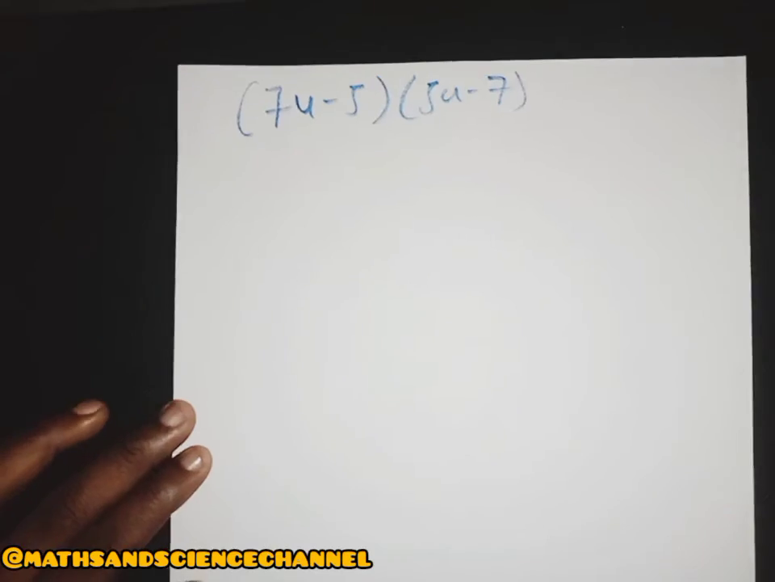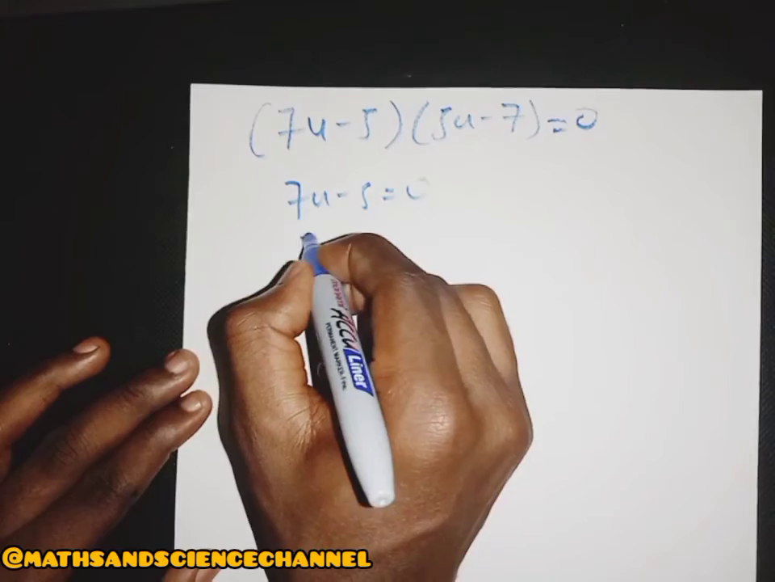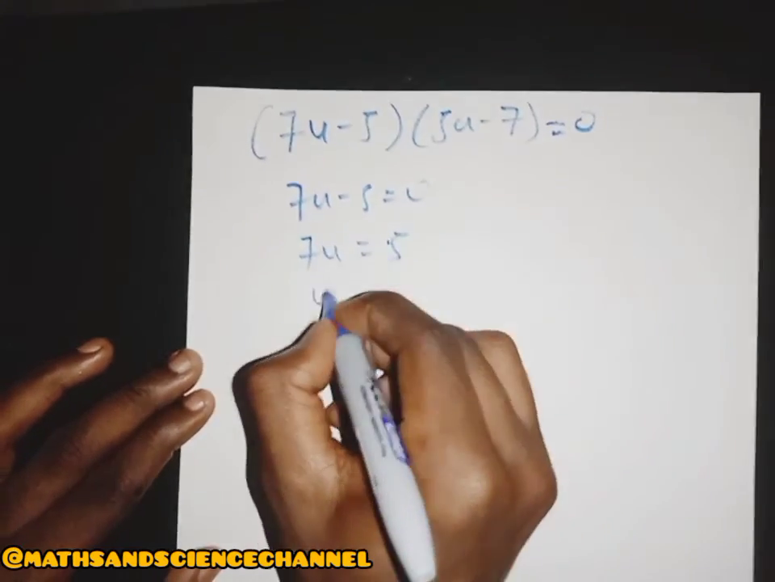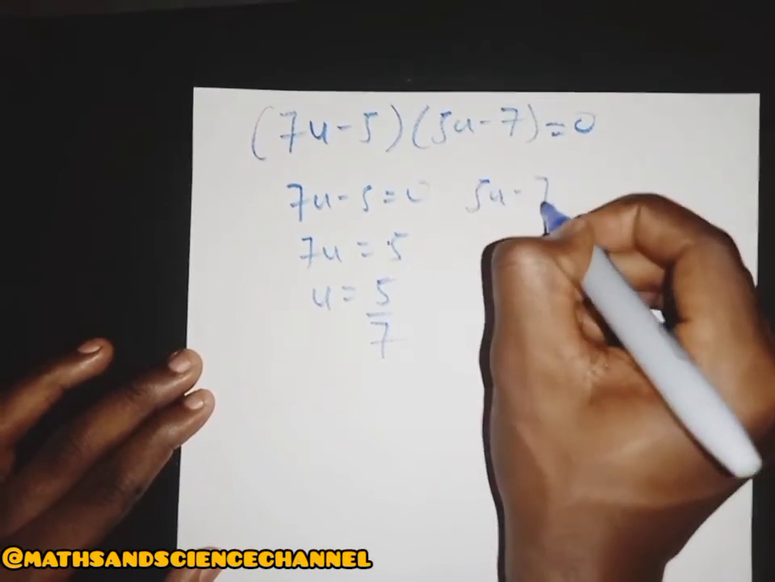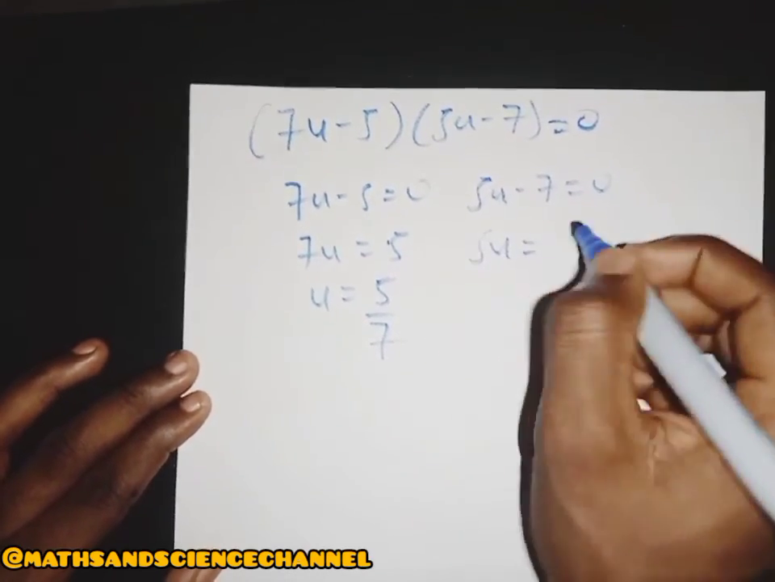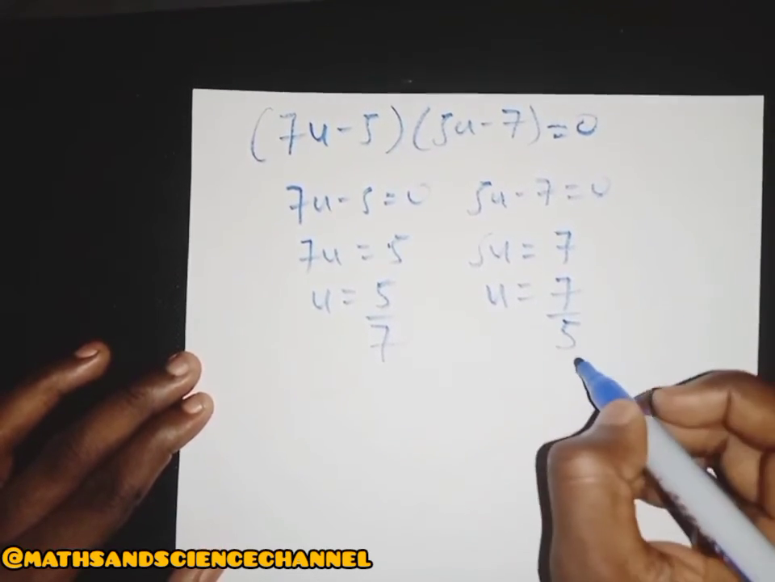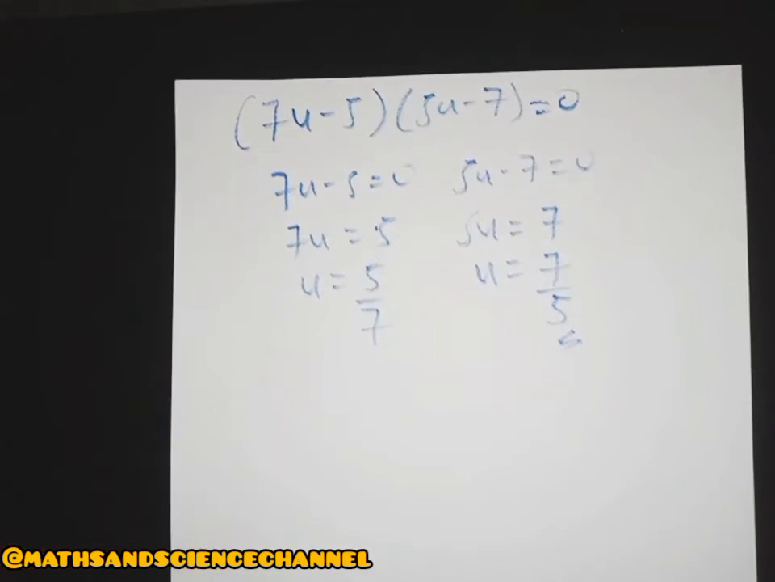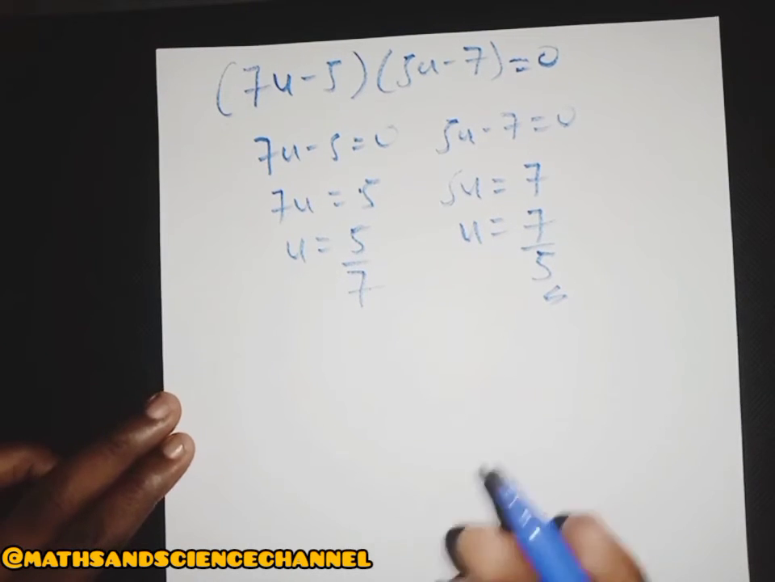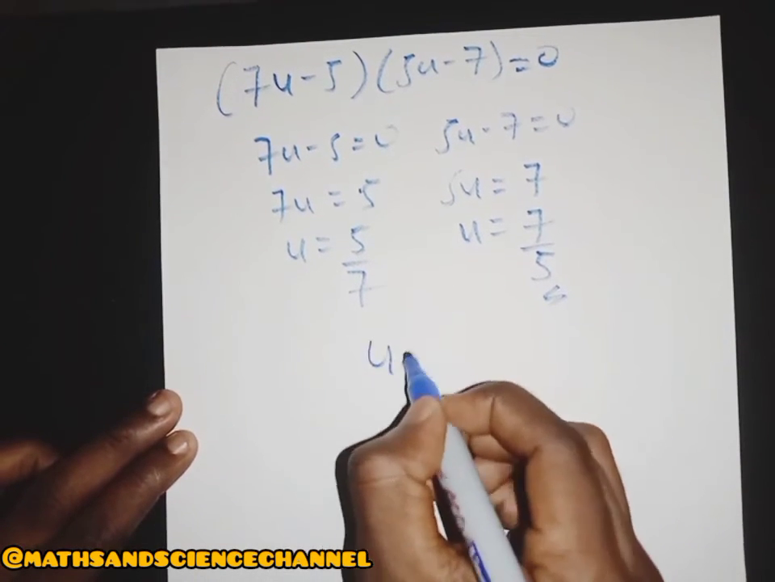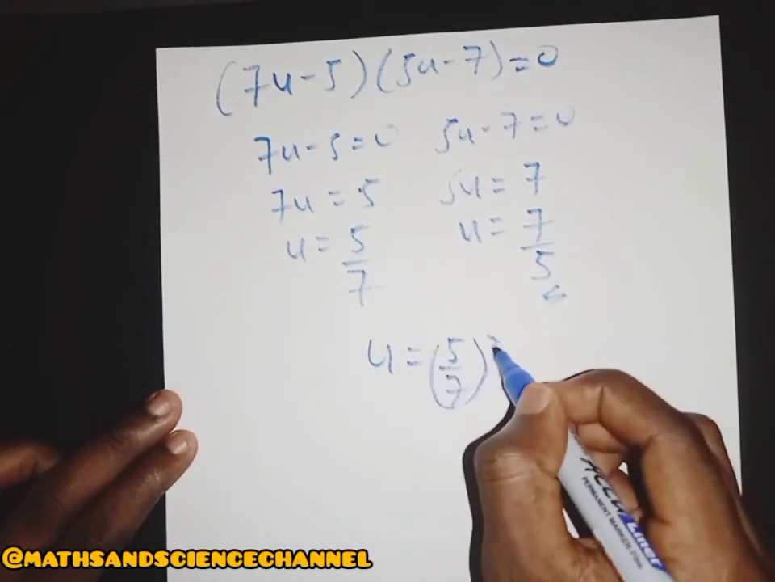So from here we can equate them to 0. 7u minus 5 equal to 0, so 7u equal to 5, therefore u equal to 5 over 7. In the same way, 5u minus 7 equal to 0, 5u equal to 7, and therefore u equal to 7 over 5 also. So we have two values of u, but remember we are looking for x. We said that u equal to 5 over 7 all to the power x.